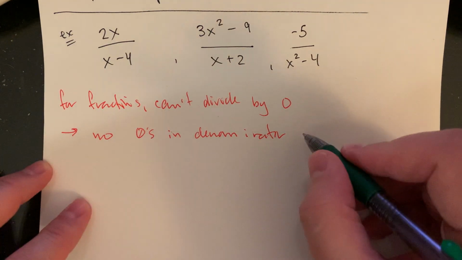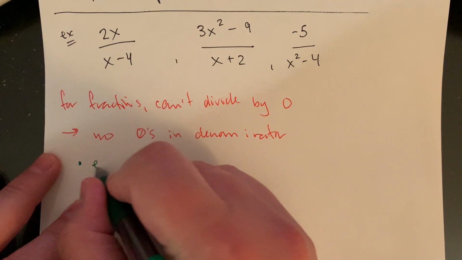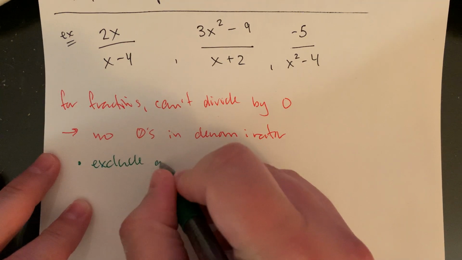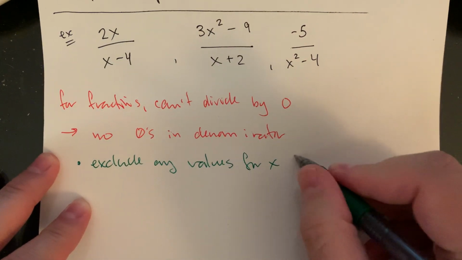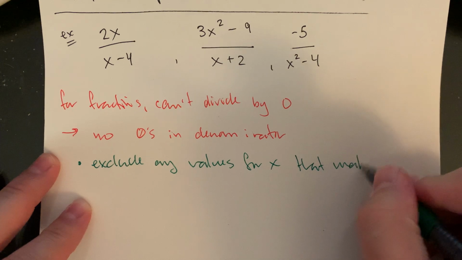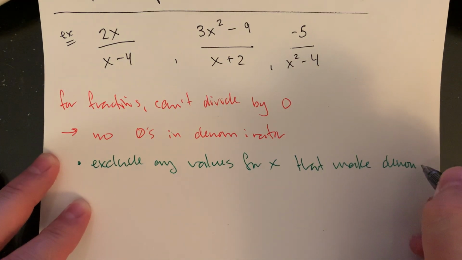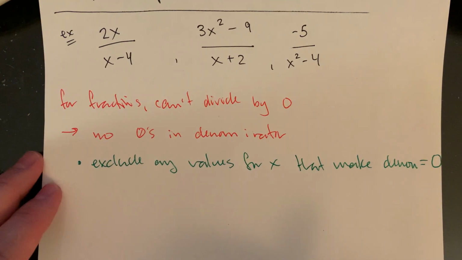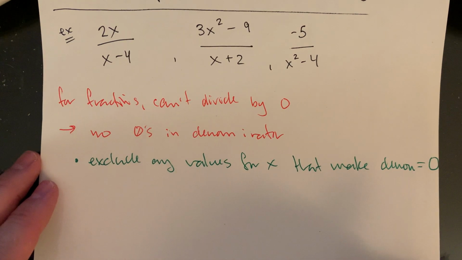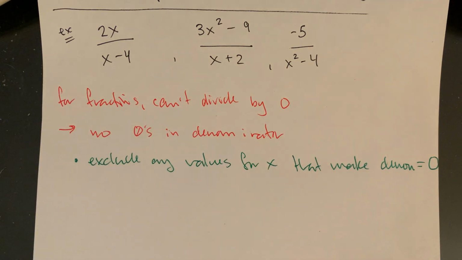So no zeros in the denominator means we need to exclude any values for x that make our denominator equal to 0. We need to just exclude them. We're going to sort of find them in advance, and then essentially we're just going to say, oh, by the way, don't use those numbers. It's really not going to be anything more fancy than that. We're sort of putting them on the do not call list. We're putting them on the do not use list.